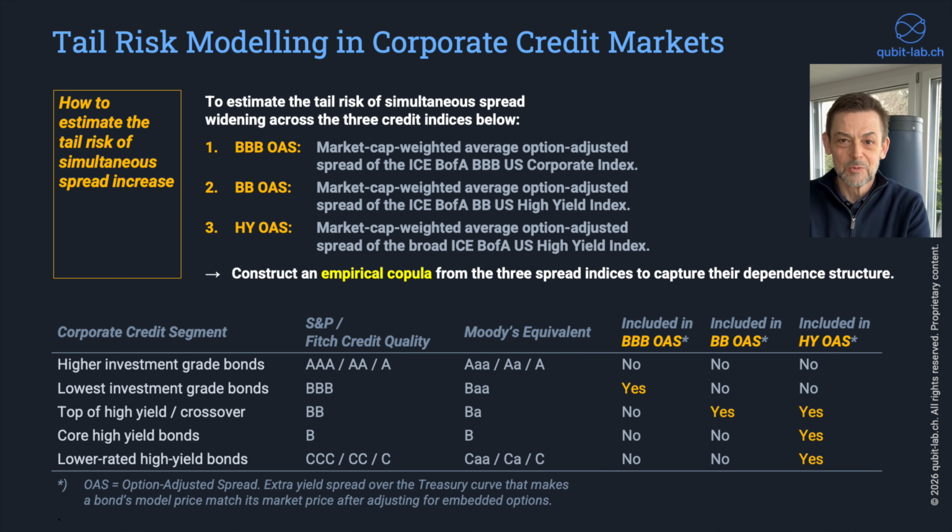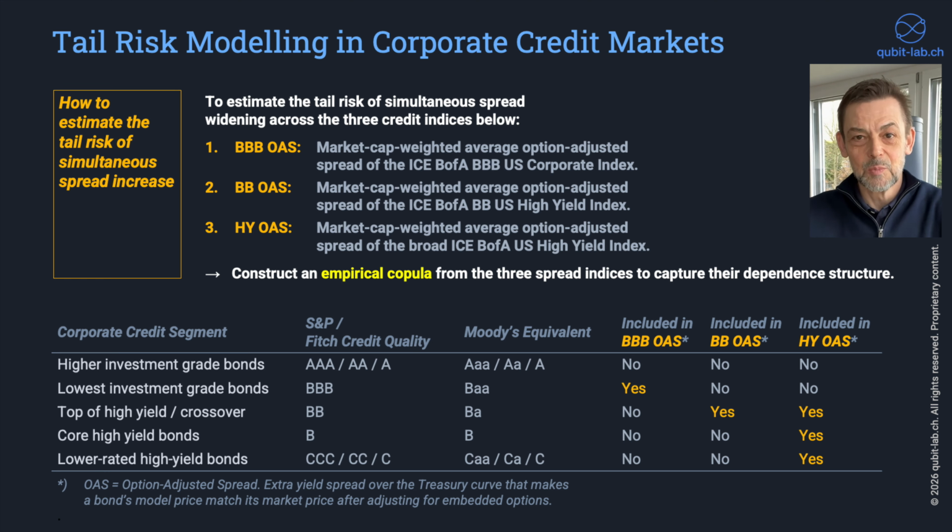And just to ground the terminology, we observe corporate credit risk here through credit spreads, meaning the extra yield demanded over a government benchmark such as treasuries. Higher spreads generally mean higher perceived credit risk. Now that the use case is clear, we need a model for joint tail dependence.